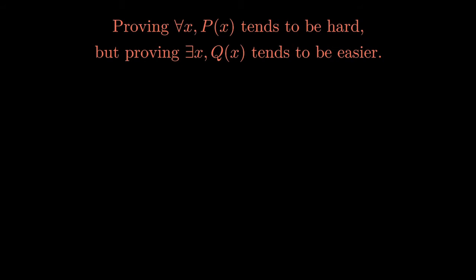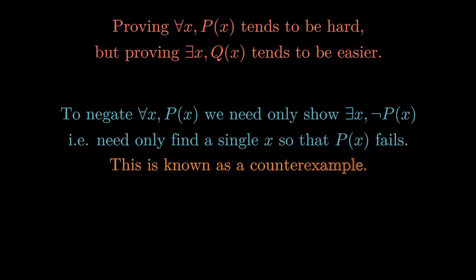So since the negation of for all is there exists, when we have a quantified proposition with a universal quantifier, it tends to be easier to show it's false. This is because to show that for all x p of x is a false statement, we only need to show there exists x that not p of x is true. And basically we just need to find a single x in the domain that breaks the proposition and we are done. In general, this example is known as a counterexample to the original claim.